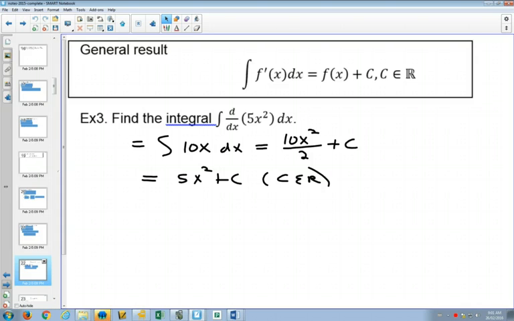So the shortcut would be to say, oh, I could have gone directly from here to here as long as I remember to add the c at the end. Because doing the integral of the derivative, or just taking one step forward and one step back, you end at the same place that you started with.